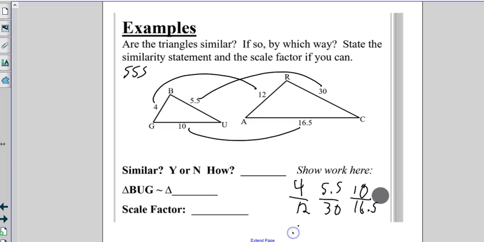So 4 divided by 12 is 0.3 repeating. 5.5 divided by 30 is 0.183 repeating. And 10 divided by 16.5 is 0.60 repeating. That's a 0, it's just not showing up. Okay, so the answer is no. They are not similar because the ratios are not the same. Okay?